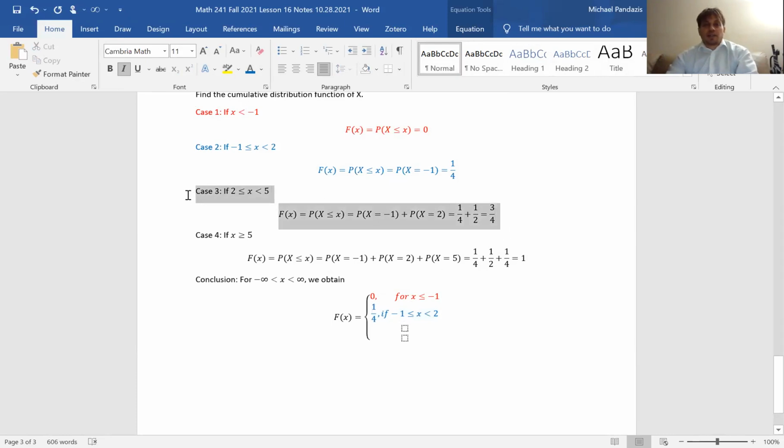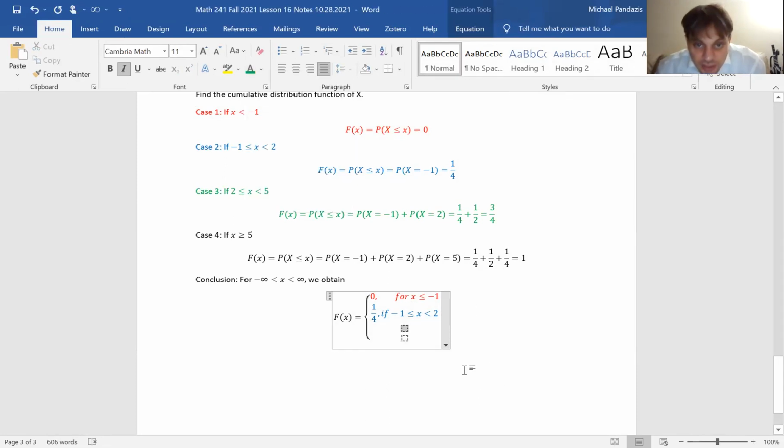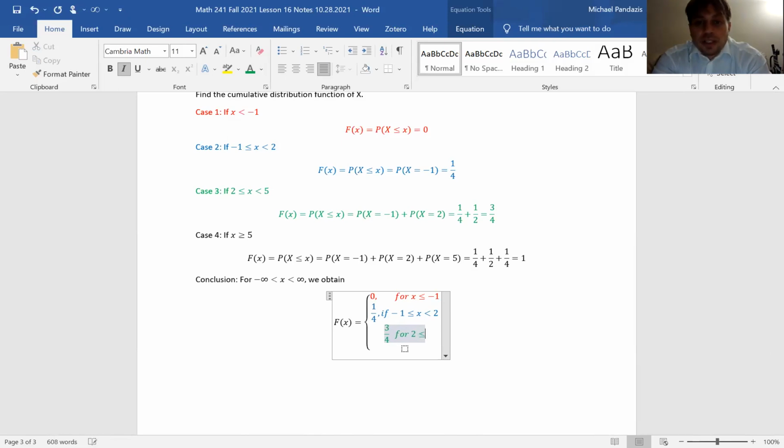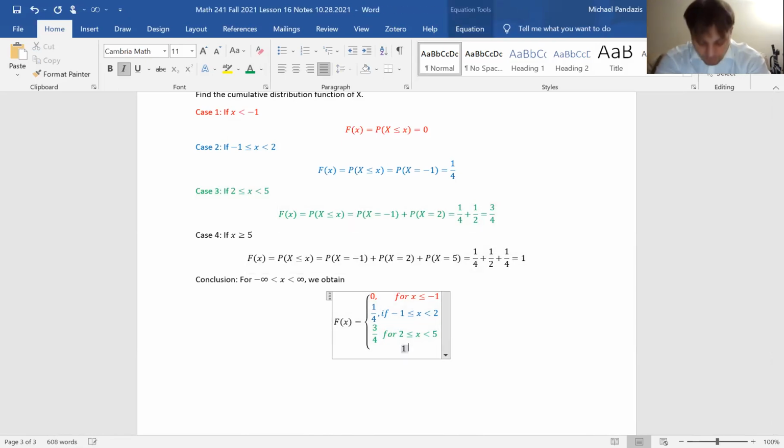In case three, which I'm going to color in green, okay, the colors may look green, at least to my eye. So it's 3/4 for 2 less than or equal to x, strictly less than 5. And then lastly, in black, it's 1 for x greater than or equal to 5.